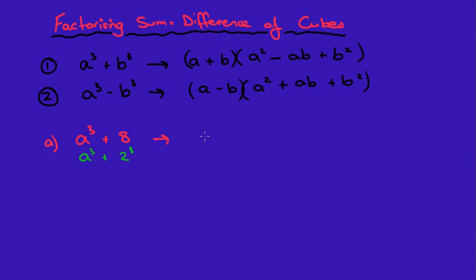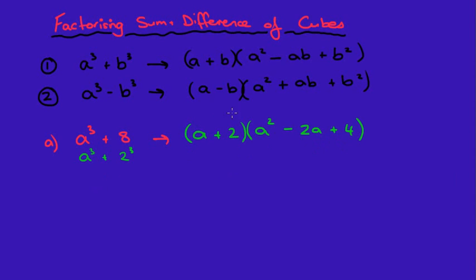But I'm going to cube root both of them, so we get a plus 2 in my brackets to start with. Now the rule goes, we're going to square the first, we're then going to minus, because it's opposite of what's in the first brackets, 2 times a, which is 2a, and then we're going to square the last, which makes it positive 4. And that's it. Okay, we're done.